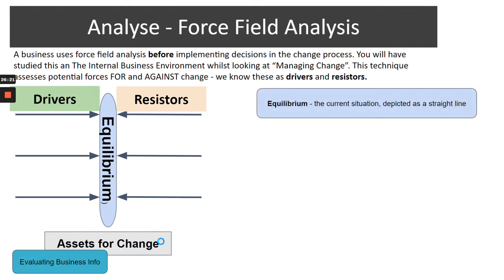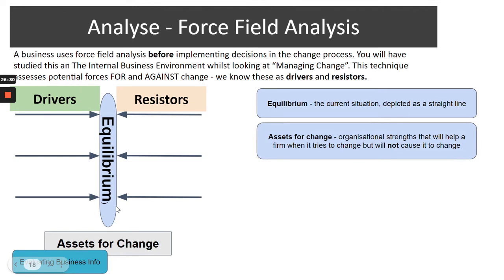So, our equilibrium is the current situation, and this is depicted as a straight line, right down the middle. Your assets for change are organisational strengths that will help a firm when it tries to change, but doesn't actually cause it to change. So, quite often, candidates will confuse assets for change with drivers.